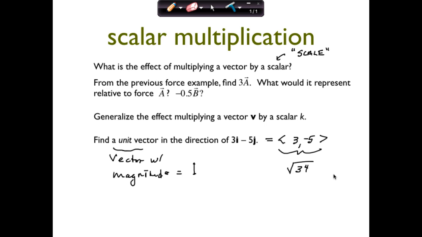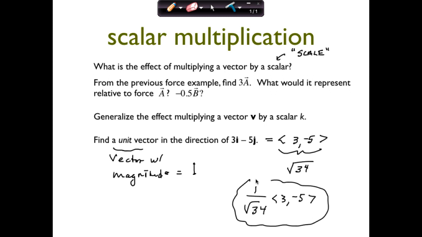Yeah, so we're going to take 1 over square root of 34 of that. That's the scaling factor we're going to need to get a unit vector in the direction of 3i minus 5j. If that's the magnitude of this vector, that will scale it so that the resulting vector has a magnitude of 1. Does that make sense?